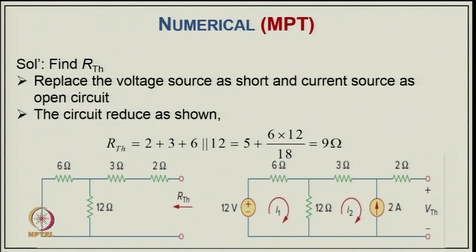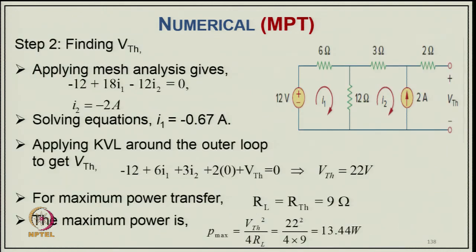So, this circuit becomes equivalent to this. You have two resistances in parallel and two in series, so RTH becomes 9 ohm. Now, for getting VTH, we keep the terminals open-circuit. You get VTH by solving the equations of these two loops: minus 12 volt plus 18 I1 minus 12 I2. This gives you I2 equal to minus 2 ampere, and solving gives I1 as minus 6.8 ohm.